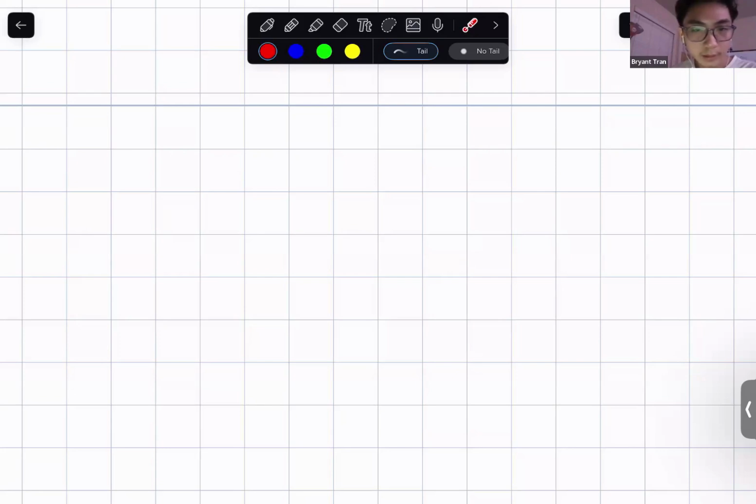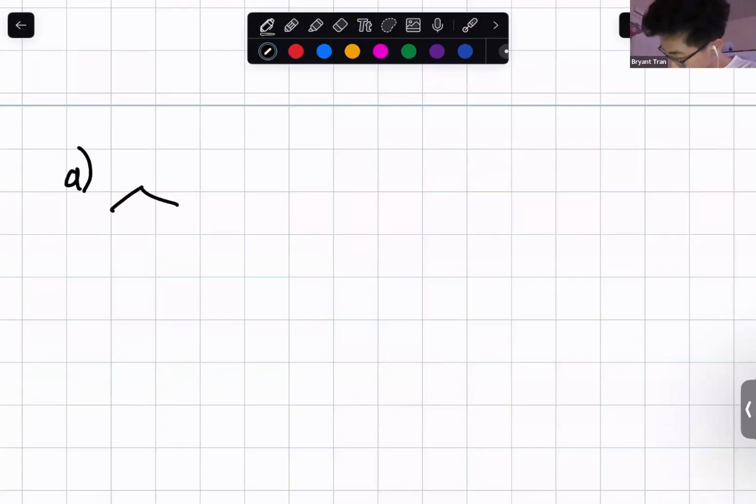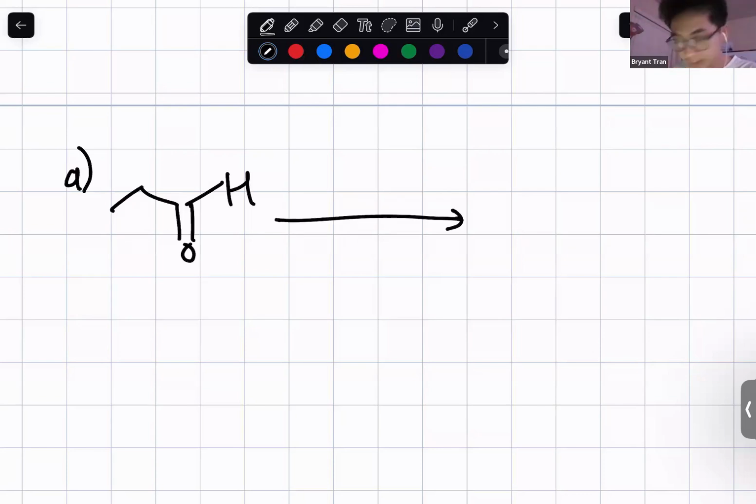Okay. Lab post-lab questions. Write the detailed reaction mechanism for the following reactions. So A has this molecule reacting with these reagents.